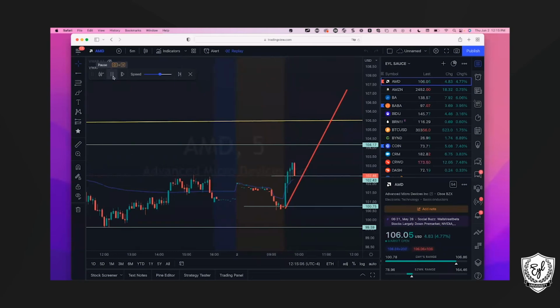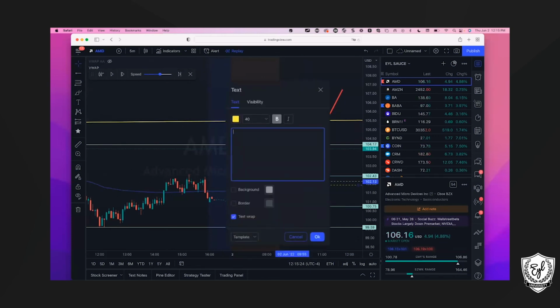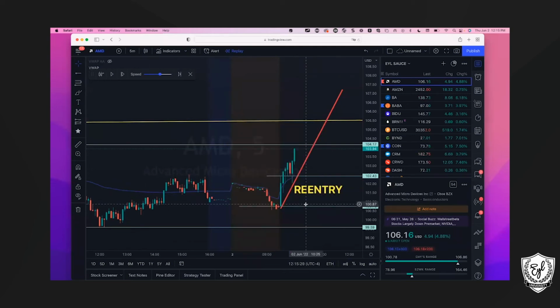We continue. Red candle, who cares? I'm not scared about a red candle. Why would I be scared of a red candle when the trend is still intact towards the uptrend? I should not be scared. And what happens? It touches the VWAP, and we get another bounce. This right here is your re-entry. If you miss the initial break, this right here is your re-entry.